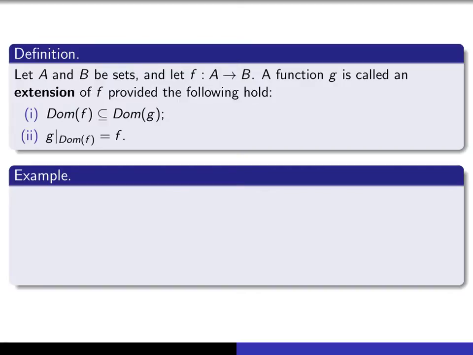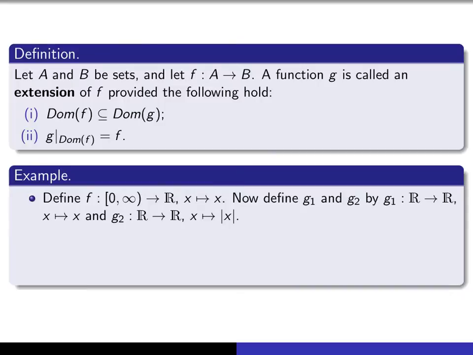Let's give an example of such a thing. If we take the function f from this closed interval into the reals given by x goes to x, so I guess it's the identity function on this interval here, then I'm giving you two functions, each of which is an extension.